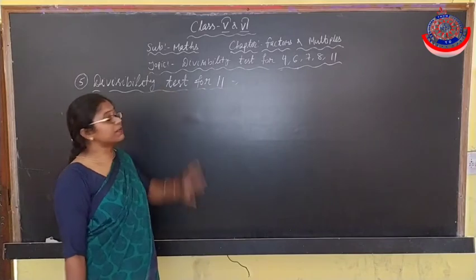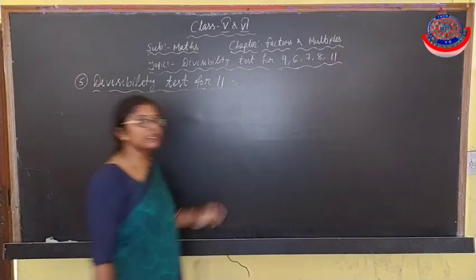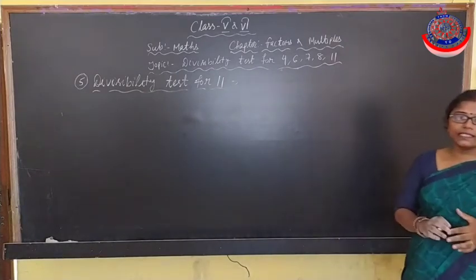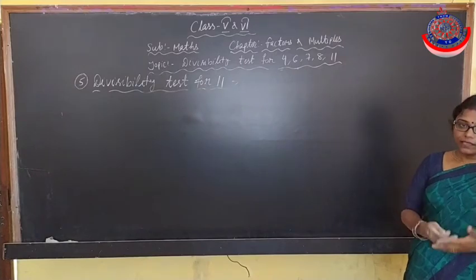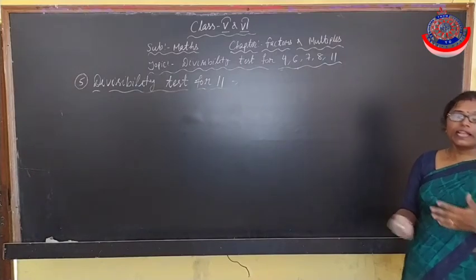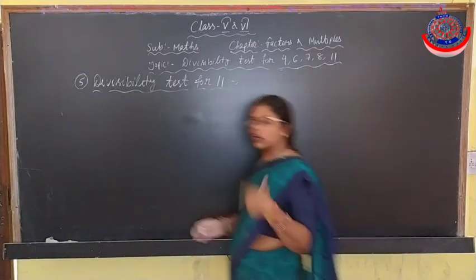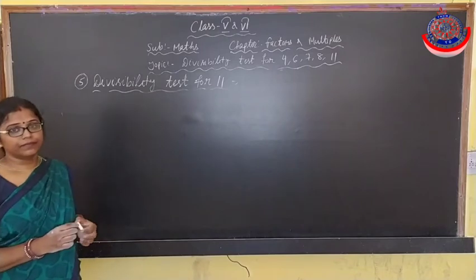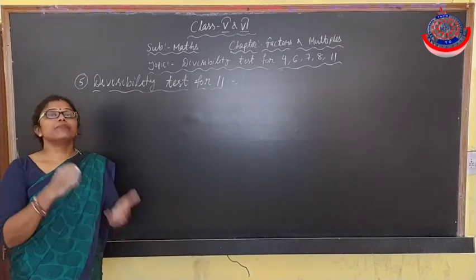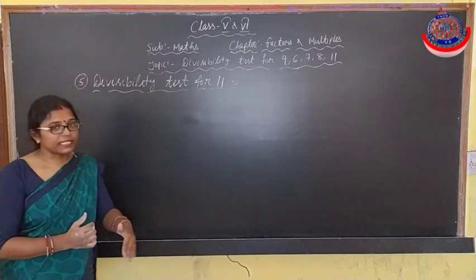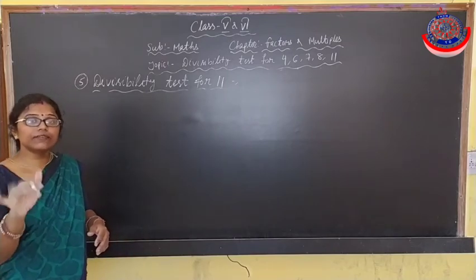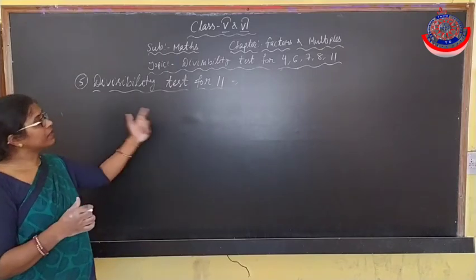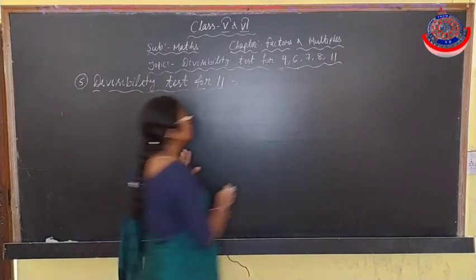Next is our divisibility test for 11. What is the divisibility test for 11? We have to find the sum of digits in odd places and the sum of digits in even places. If the difference is either 0 or divisible by 11, then the number will be divisible by 11. Clear? If the difference between the sum of digits in odd places and sum of digits in even places is either 0 or a multiple of 11, then the number will be divisible by 11.